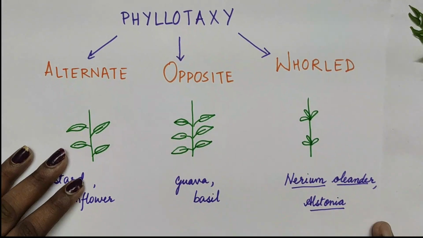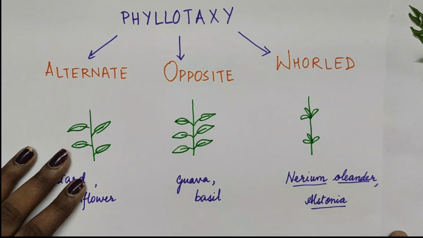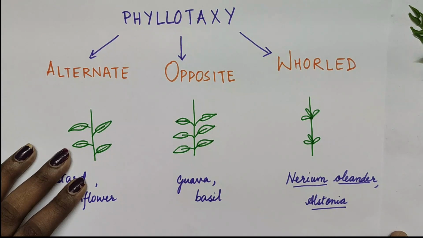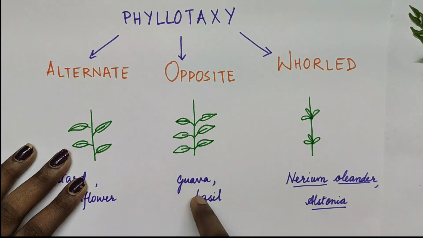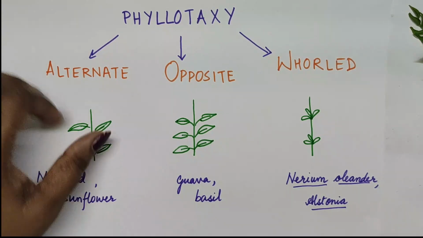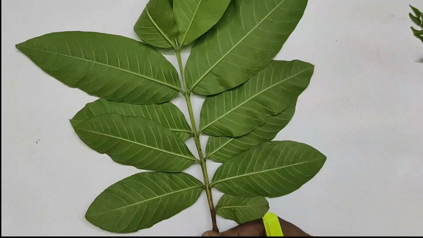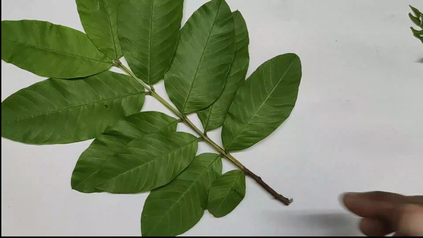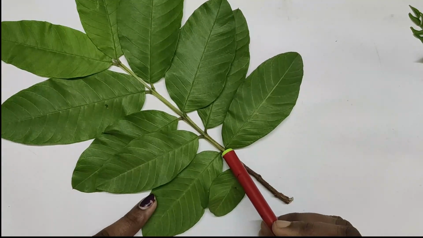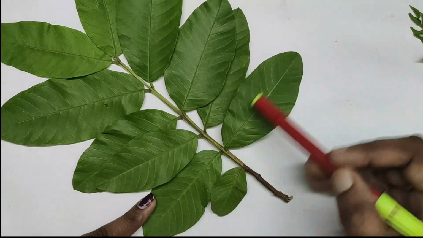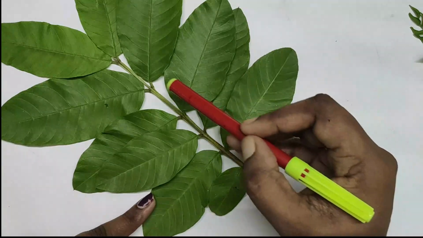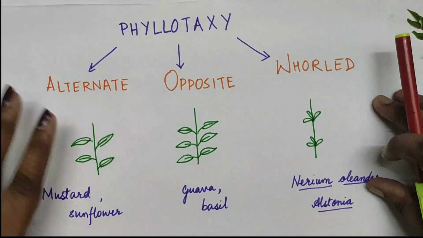And then the next one is opposite. In opposite phyllotaxy, what happens is a pair of leaves arise from the same node and they grow in the opposite direction, as you can see here. Mostly it is found in guava, calotropis, basil, or what we call tulsi. I have again some example to show you. This is a guava leaf, as you can see. Can you see here? The two leaves are arising from the same node, and they are growing in opposite direction. So this kind of an arrangement is known as opposite arrangement or opposite phyllotaxy.